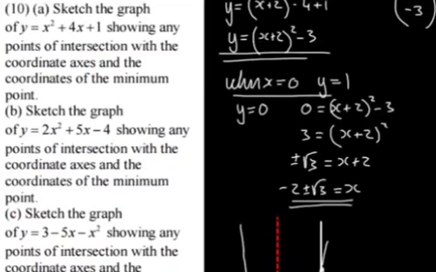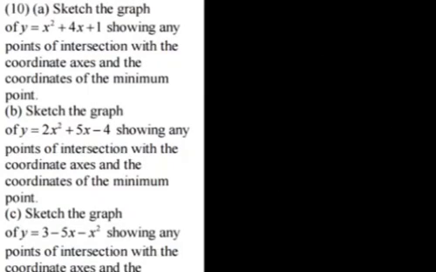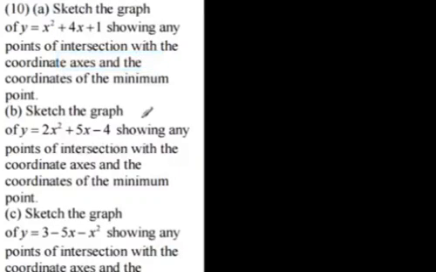So let's go ahead and do another one. Right. Sketch a graph of y = 2x² + 5x - 4, showing any points of intersection with the coordinate axes and the coordinates of the minimum point.